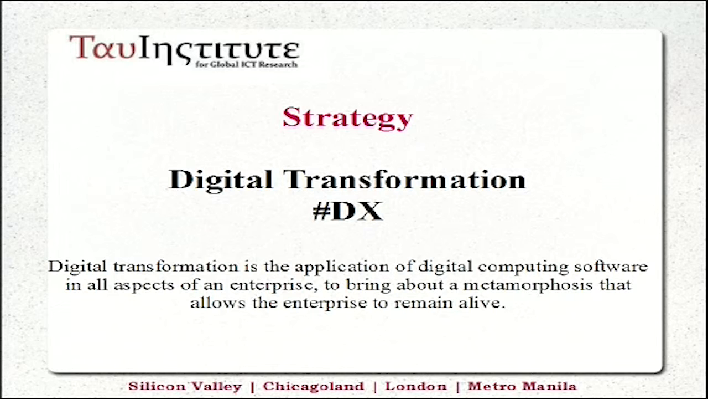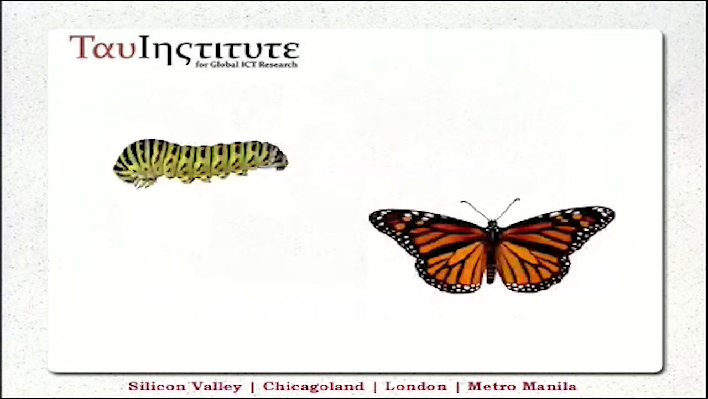It brings us back a little bit to the science of doing all this. In my opinion, taking a lot of different ways of looking at it, digital transformation is the application of digital computing software in all aspects of an enterprise to bring about a metamorphosis that allows the enterprise to remain alive. That last word is charged. I'm saying you want to remain alive, implying that you could be dead. I use the word metamorphosis because I think it resonates more deeply in the English language. It's a direct translation of transformation, but I think when we go to the Greeks, metamorphosis instantly puts into our heads what we're really talking about.